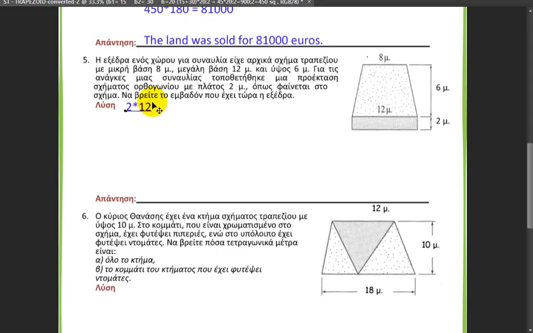Rectangle is just going to be 2 times 12, so 24. And the trapezoid is going to be 12 plus 8 multiplied by 6 and divided by 2. And this is equal to 20 times 6 divided by 2. Let's make some room. 20 times 6 is going to give us 120 divided by 2 is equal to 60.